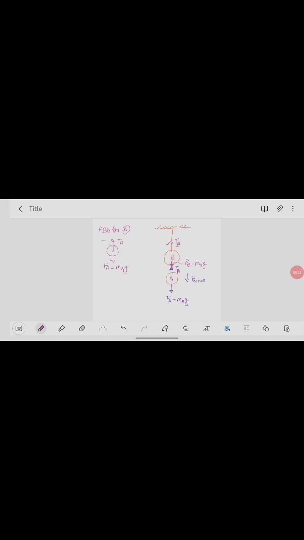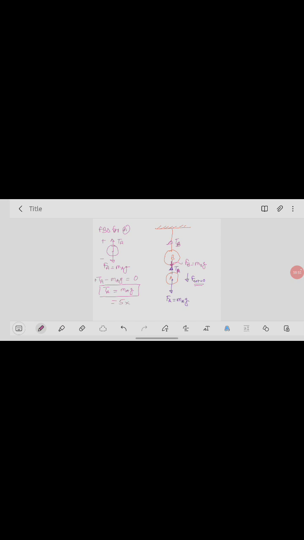If you take this as plus and minus, it will be TA minus MAG equals 0, because F net is 0, no motion. So TA equals what? MAG, correct? So you can easily calculate TA from here. What is the value of TA? What is the mass they have given to you? Mass is 5 kilogram. So put the value 5.